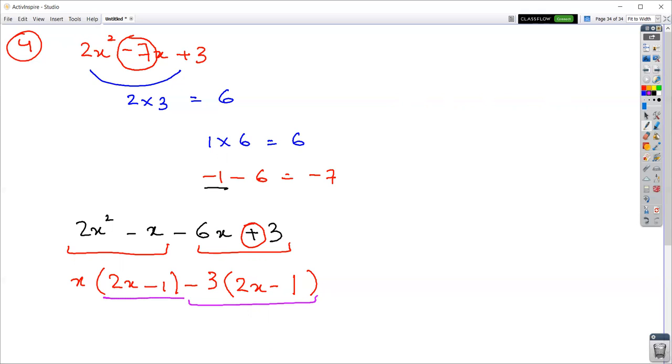Now we see that the two brackets are the same. Once we have the same brackets, we write down the brackets as 1, and the other two terms which are outside the bracket make another bracket. So we have got x and we are having minus 3. Writing them together would be x minus 3.